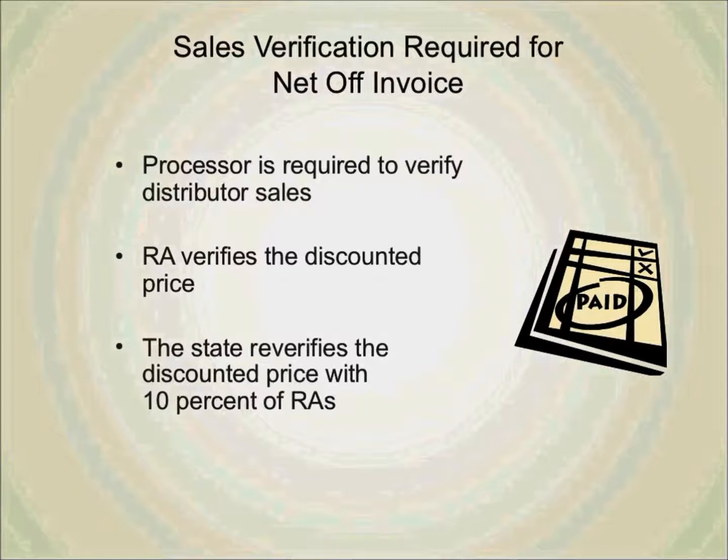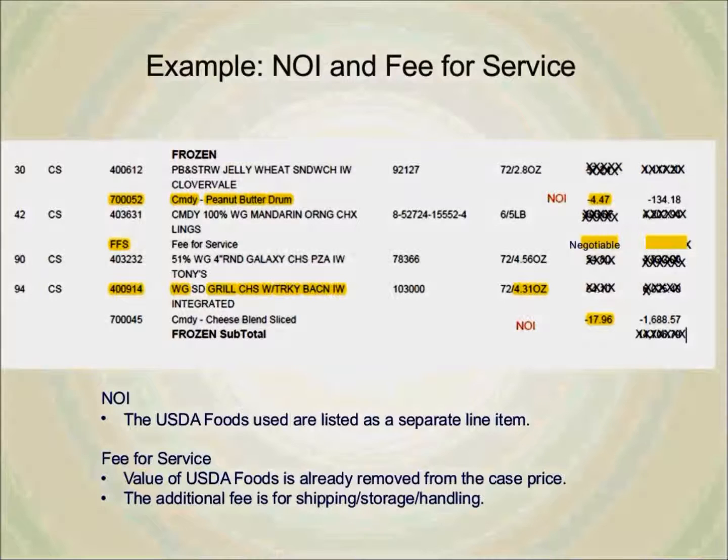If an RA has been contacted by the FDP, processor, or broker about not using their USDA Foods balances at a processor, the RA may need to follow up with their distributor to see if they have been applying for the refunds from the processor.